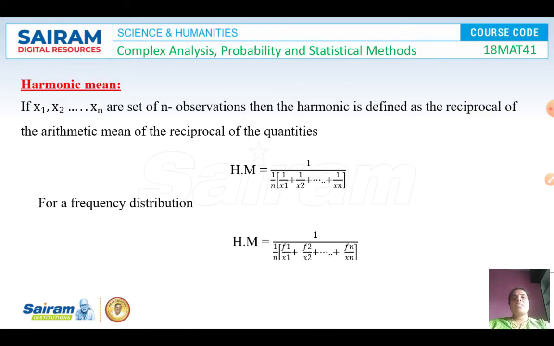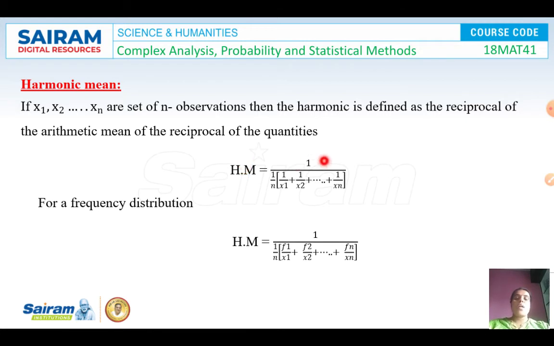So now let us define the harmonic mean. x1, x2 and so on up to xn are the set of n observations, so n values of data which have been given. Then the harmonic mean is defined as the reciprocal of the arithmetic mean of the reciprocals of the quantities.